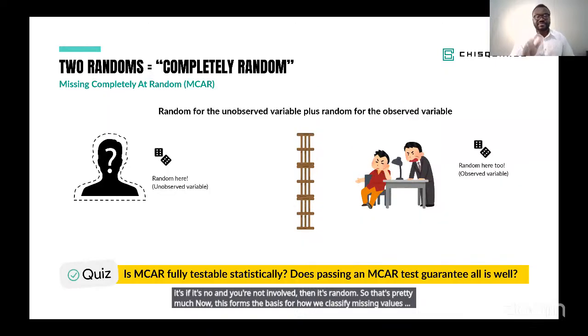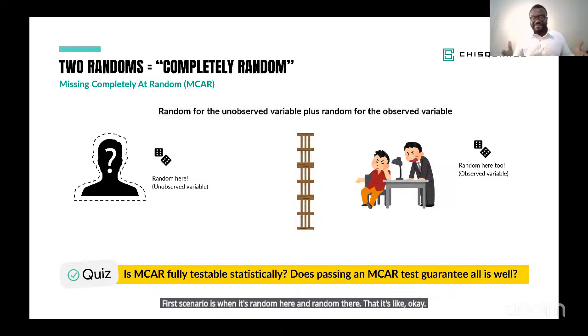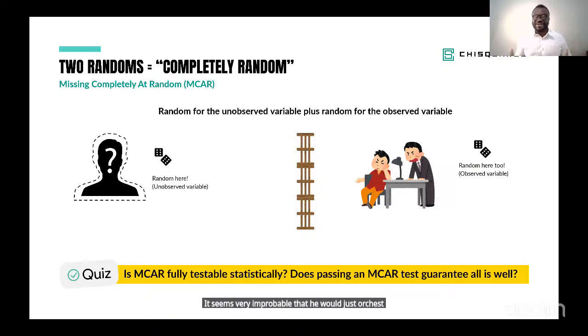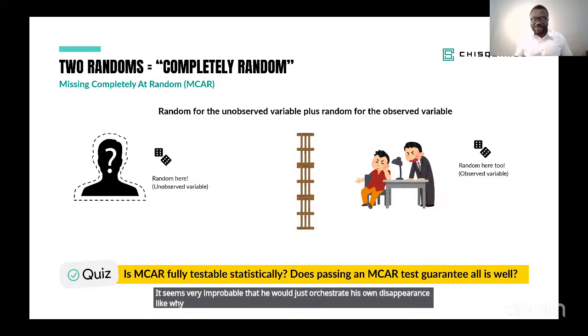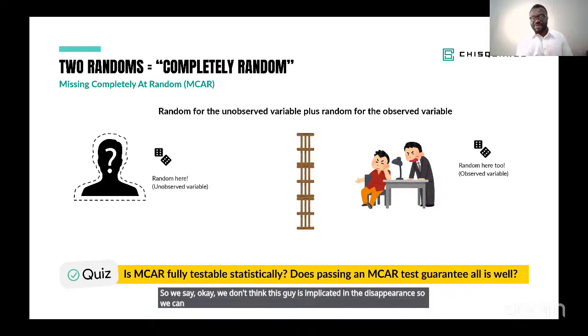So the first scenario is when it's random here and random there. There's compelling evidence that this guy was not involved in his disappearance, right? We know because he loves life, he loves the community. We think he's a good man. It seems very improbable that he would orchestrate his own disappearance. Why? He was even very wealthy. There was nothing he would benefit from disappearing. So we say, we don't think this guy is implicated in the disappearance, and we can conclude that it is at random.